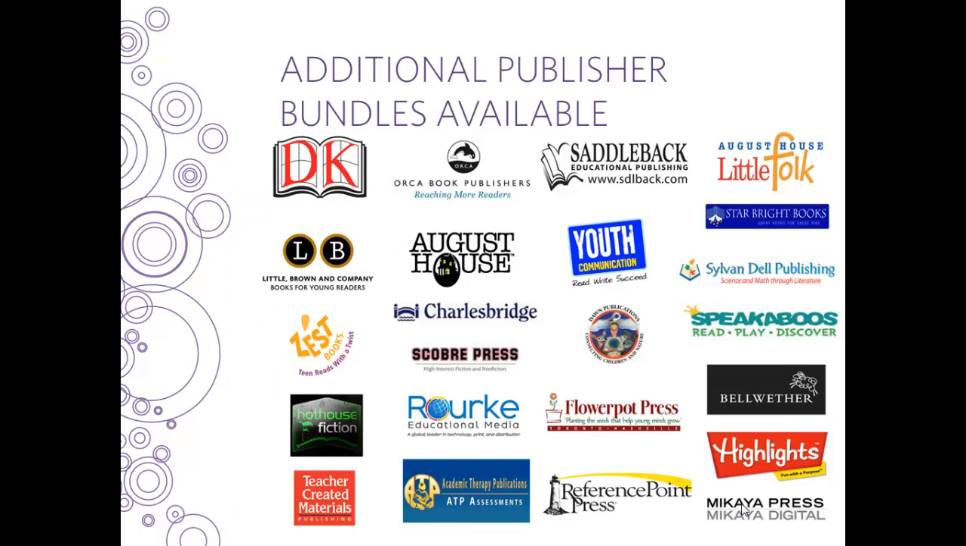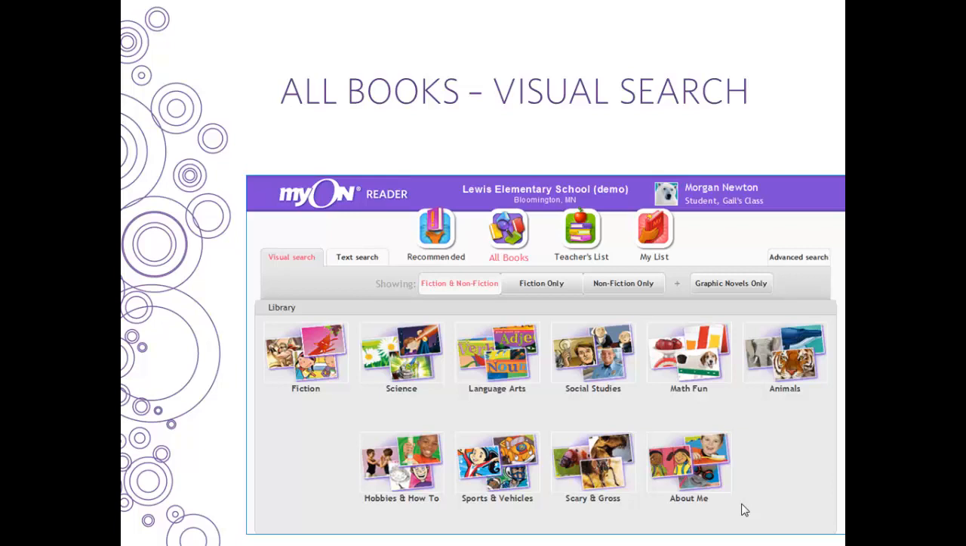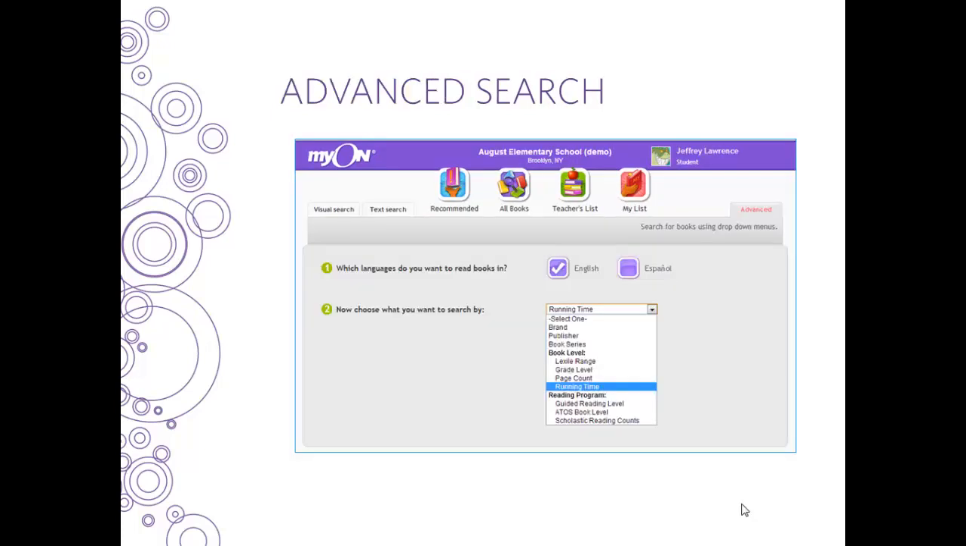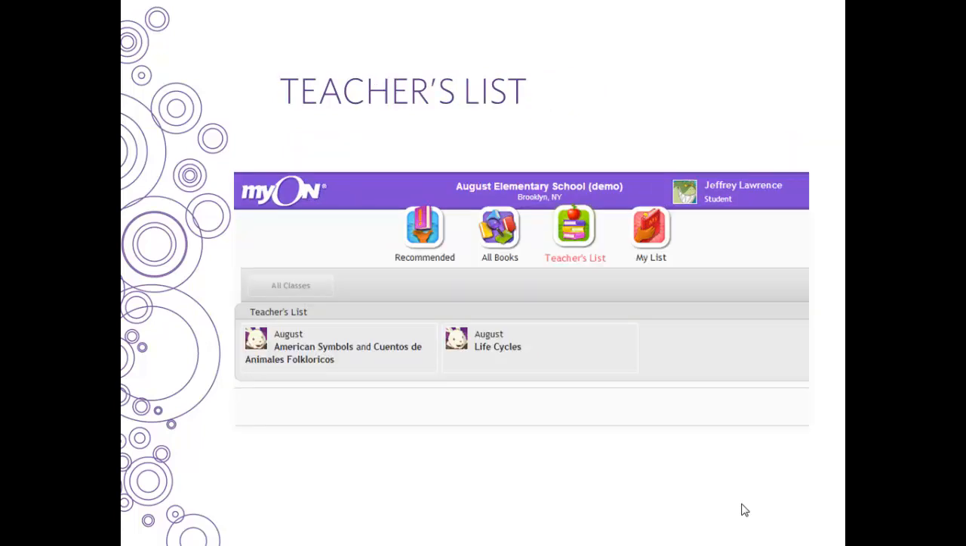the collection. Through the visual search, you can use images to browse the collection and look at subcategories, or you can use the keyword search by typing in a word or words to help find a title. If there's something specific the reader is looking for, say based on Lexile level or the number of pages, the advanced search is available.